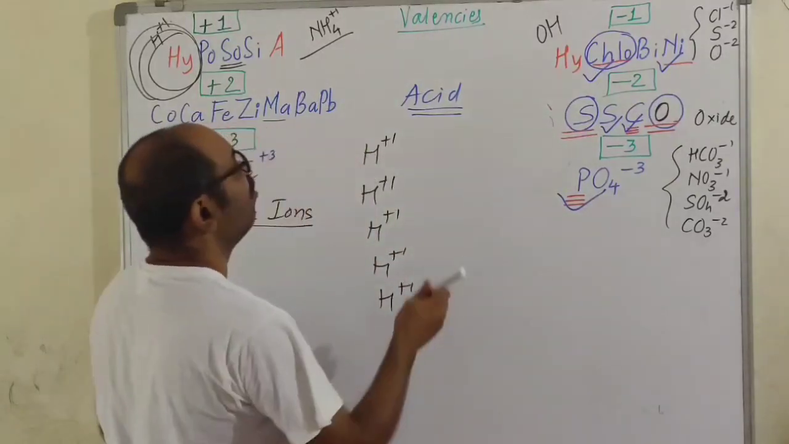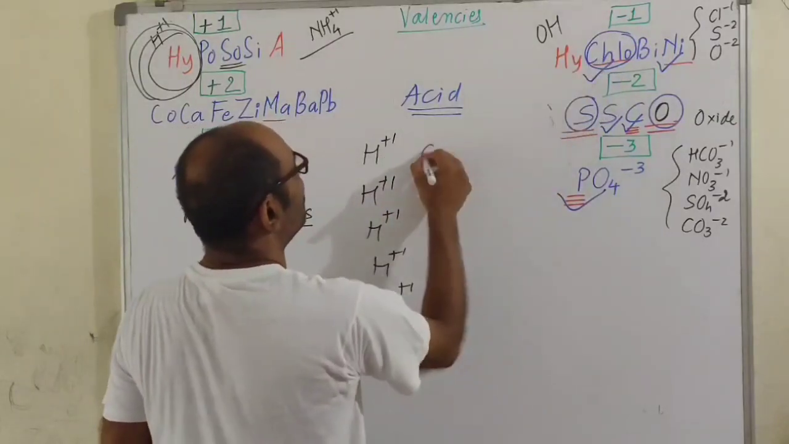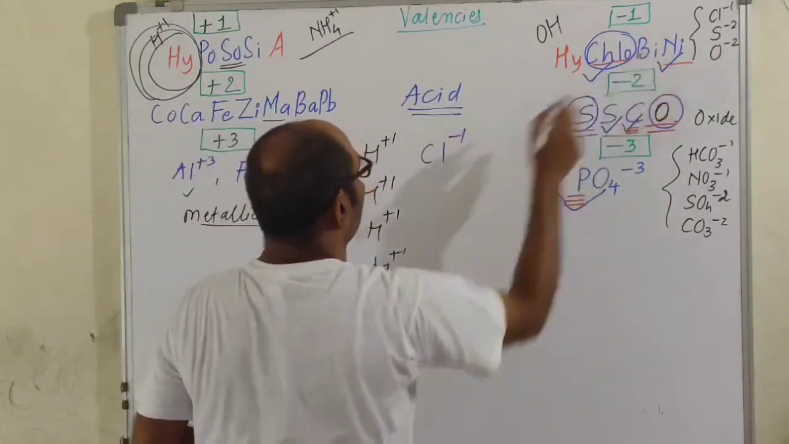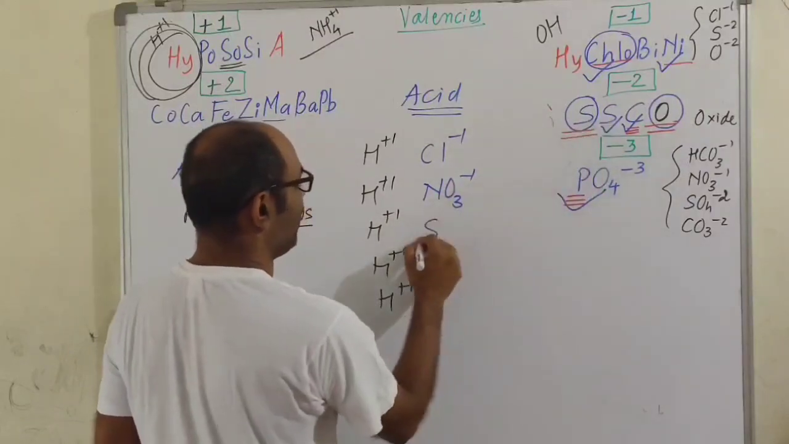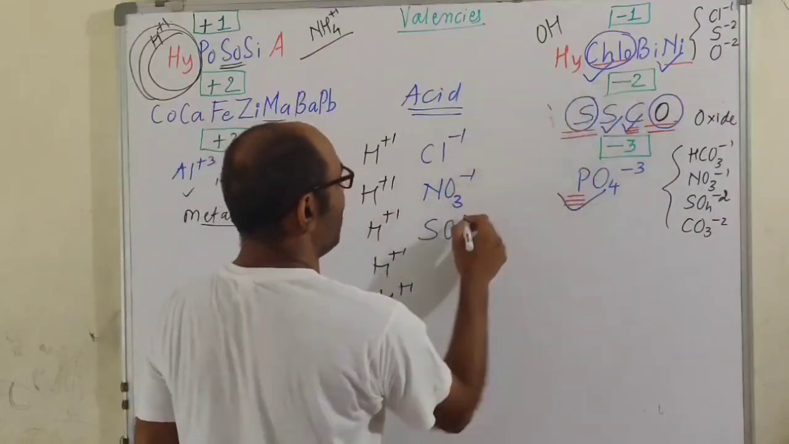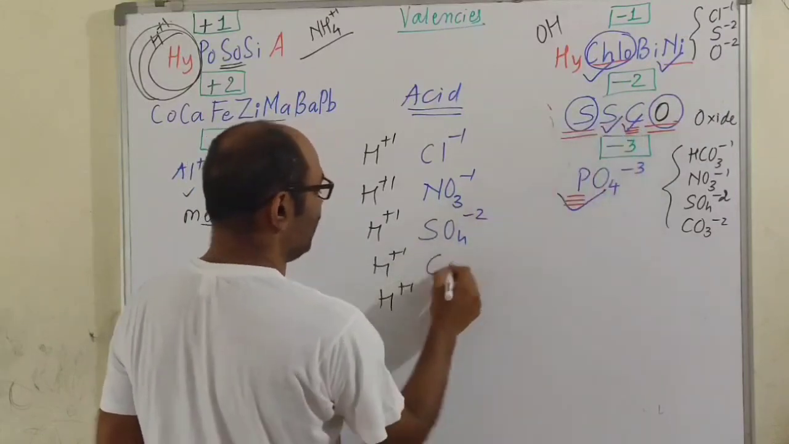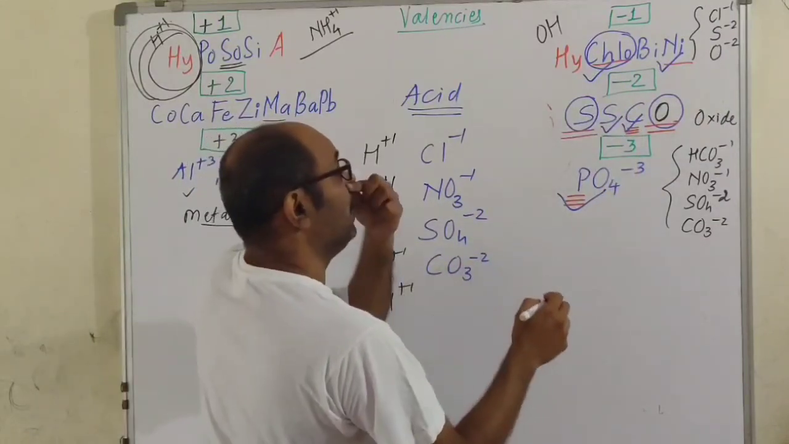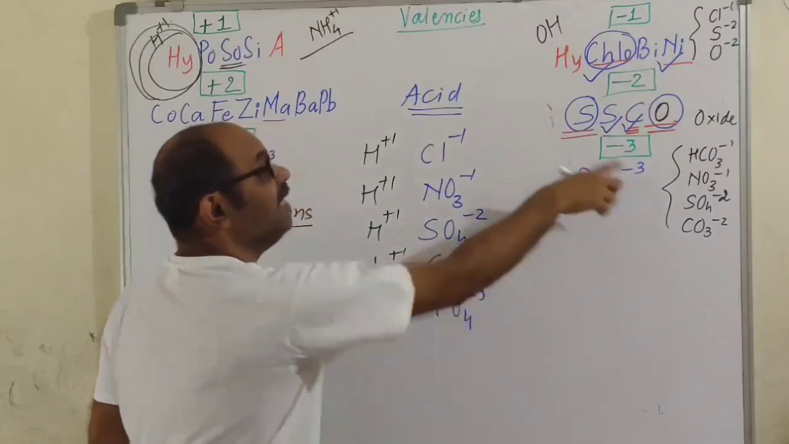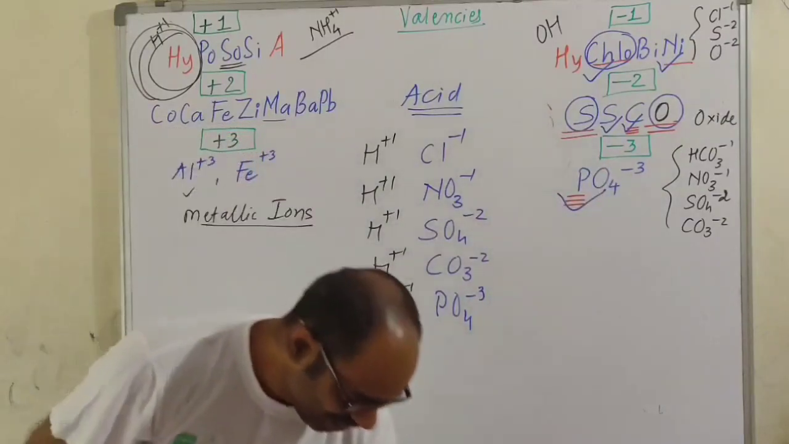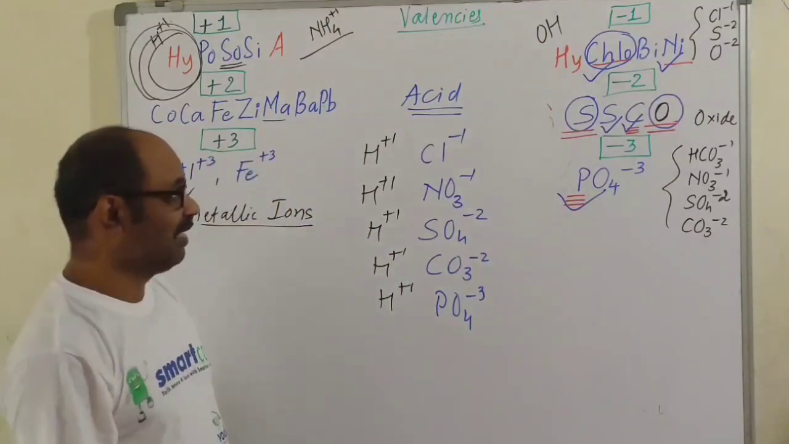Alright. Now पहला वाला क्लोराइड Cl minus 1. Next one nitrate NO3 minus 1. Sulfate SO4 minus 2. Carbonate CO3 minus 2. And phosphate PO4 minus 3. Is that clear? चलिए अब फॉर्मूला क्या बन गई?